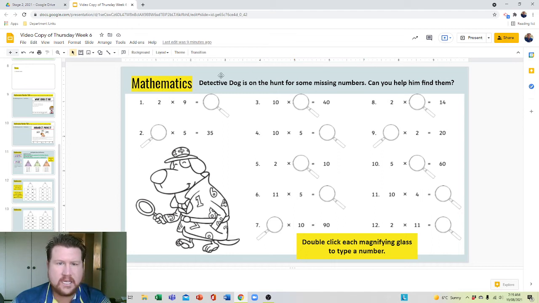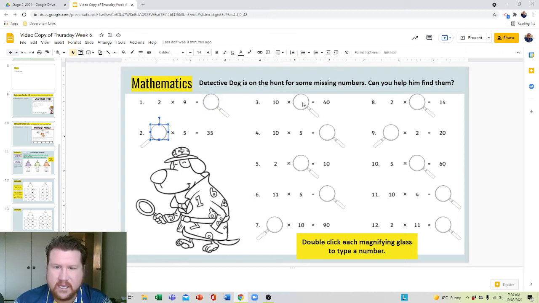Okay, Detective Dog. Now, that one, the number talks will take 5 or 10 minutes of thinking. The fact families will take you 3 minutes, depending on how quickly you can click a number. For both of them, they're very quick. I do it for you and prove it, but I don't want to answer it for you. This one, take the time.